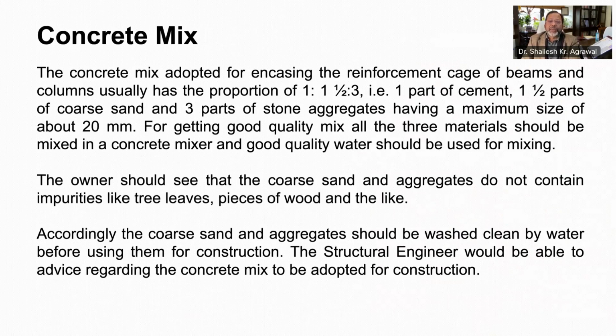For getting good quality mix, all the 3 materials, that is cement, coarse sand, and stone aggregate, should be mixed in a concrete mixture, and good quality water, that is drinking water, should be used for mixing. Also remember that coarse sand and aggregate should not contain any impurities like trees, leaves, pieces of wood, and accordingly the sand and aggregate should be washed clean by water before using them for construction.